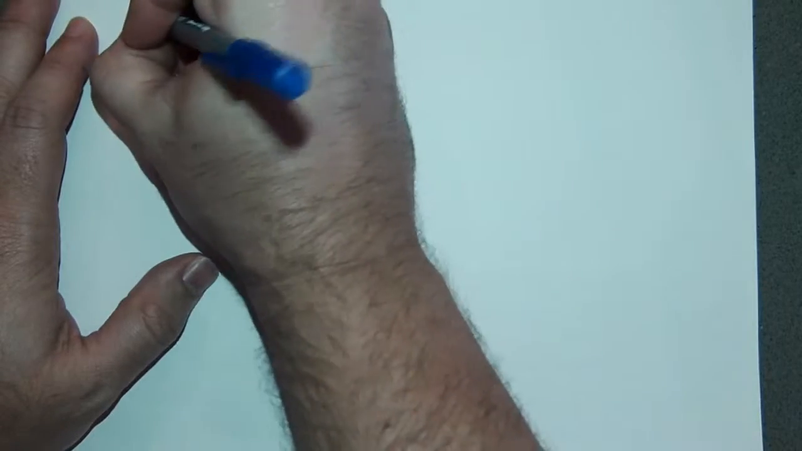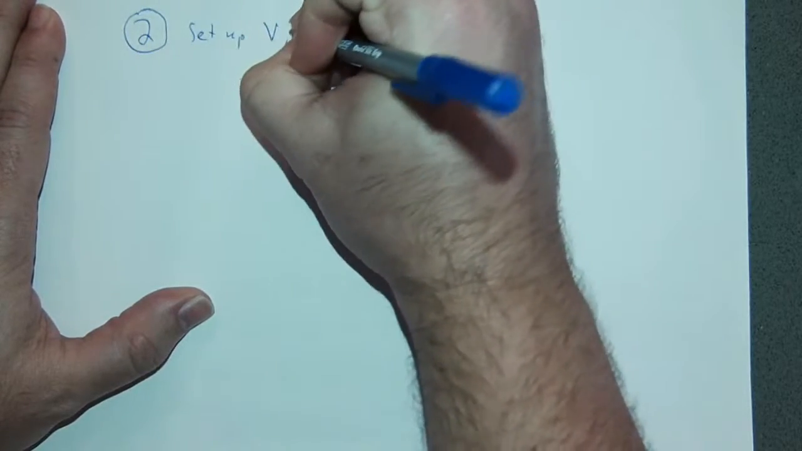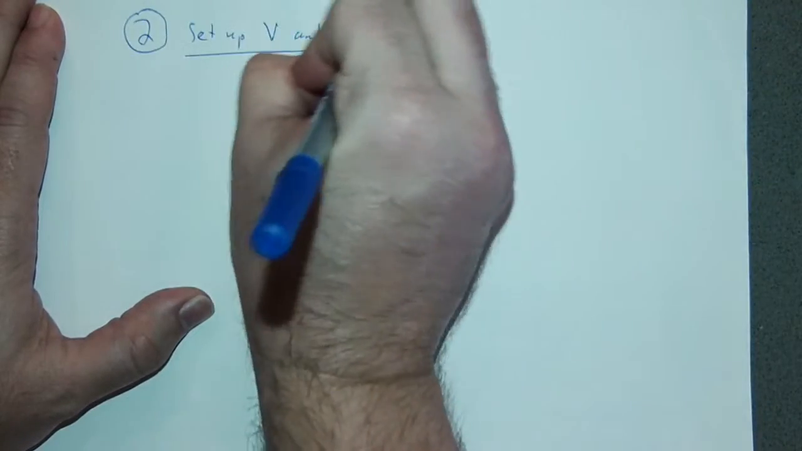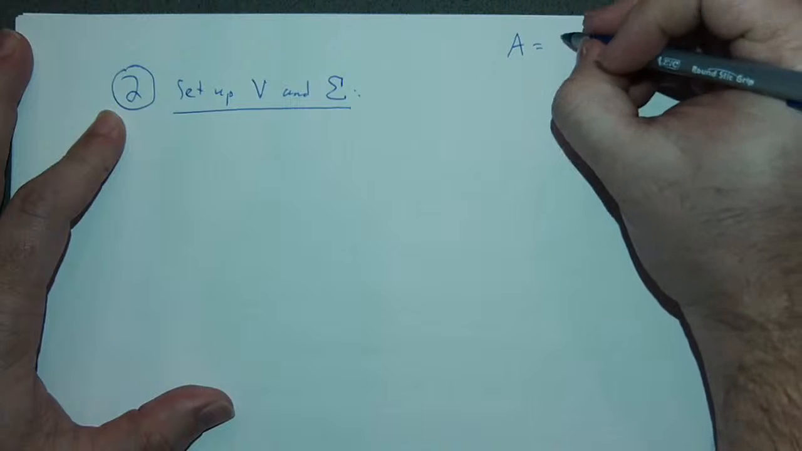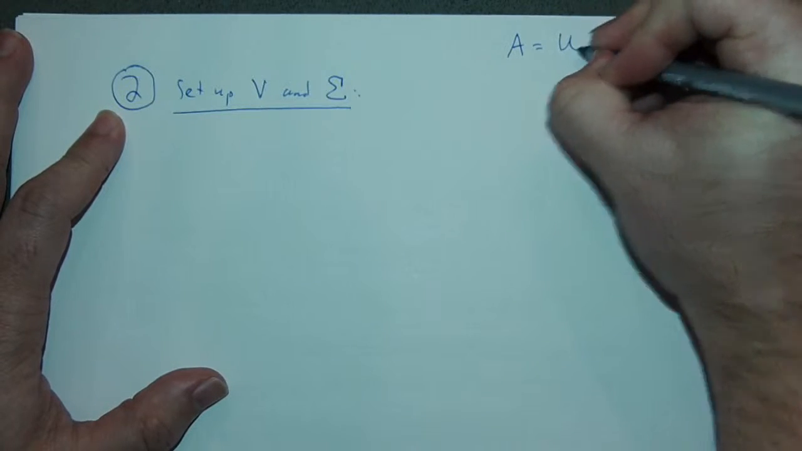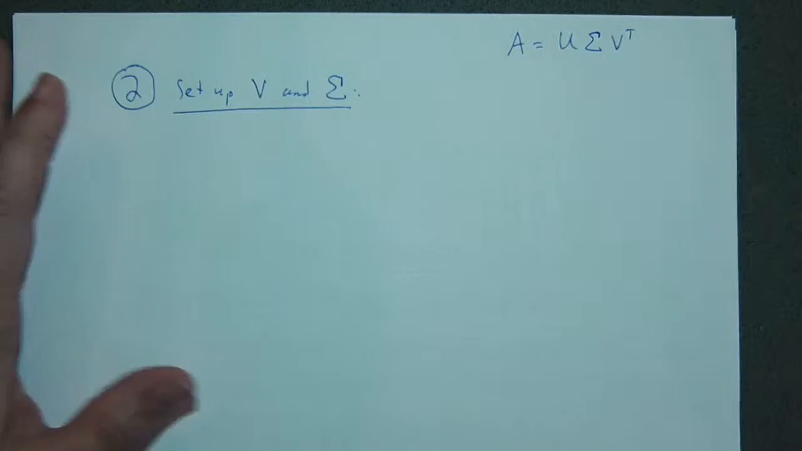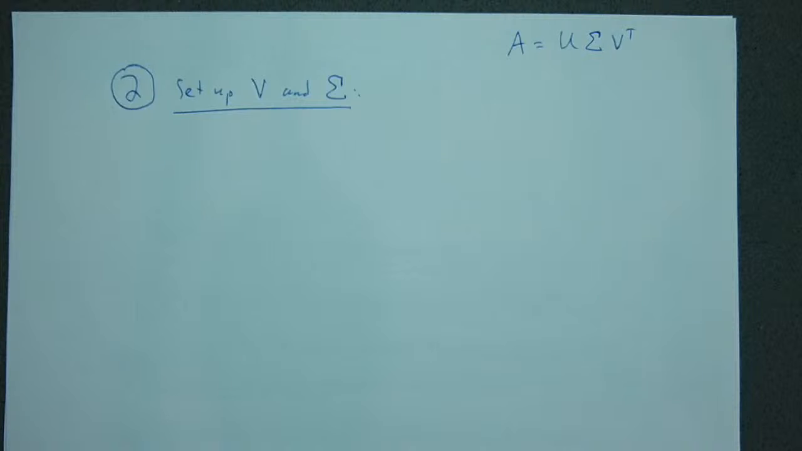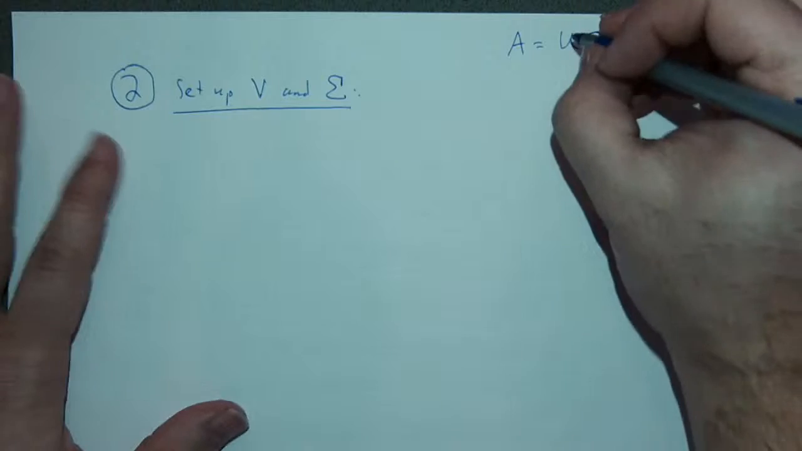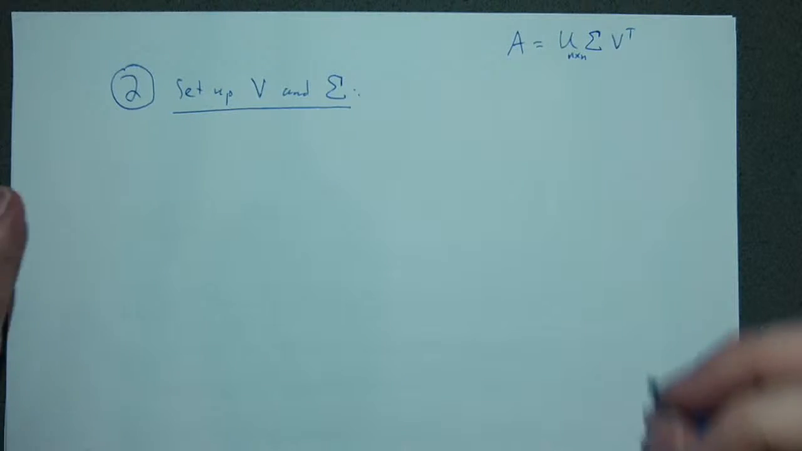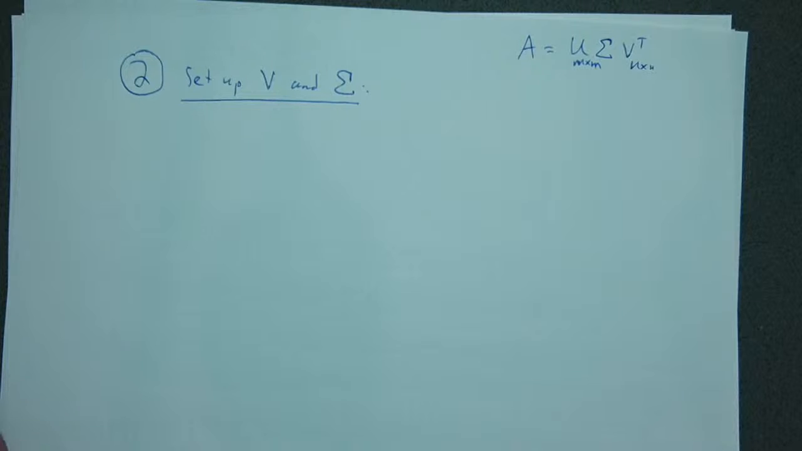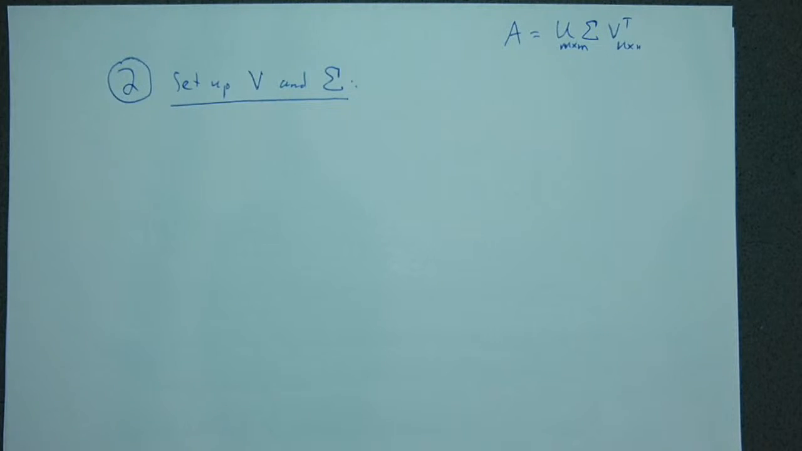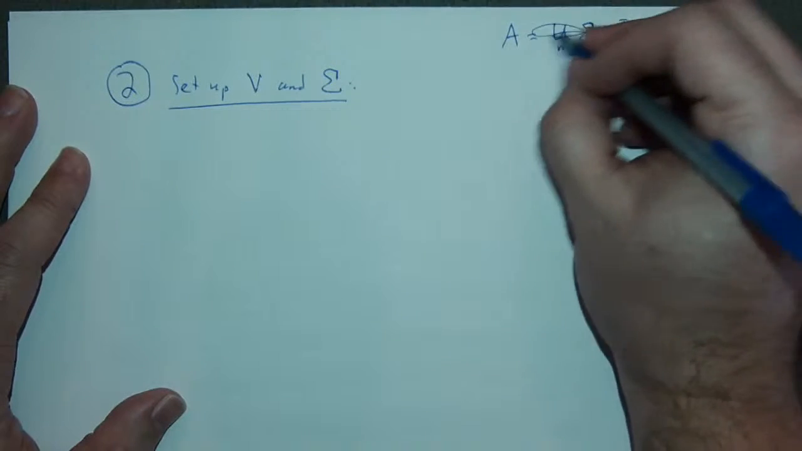Okay, so step 2 is set up V and sigma. Remember, the thing that I'm trying to do here, maybe I'll just write it up here in the upper corner, is to set up a factorization of this A that looks like this: U sigma V transpose, where U is an m by m orthogonal matrix, V is n by n, and sigma is m by n. Maybe I should have given myself more room here. Actually, let's make this cleaner.